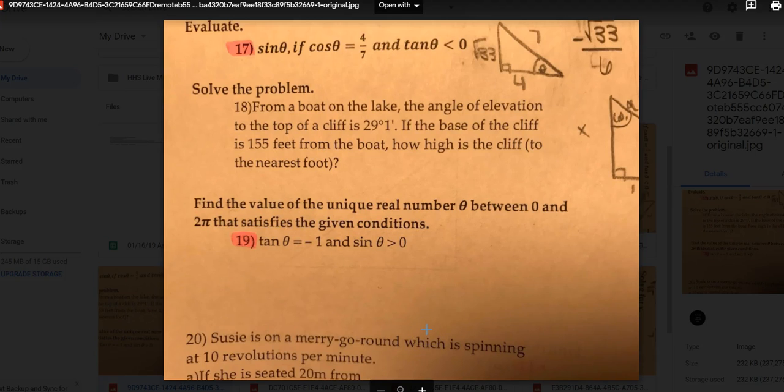Okay, do you need number 17? No, I got 17. Okay, so you just need 18 and 19. All right, because I don't know what I'm doing wrong with 18.